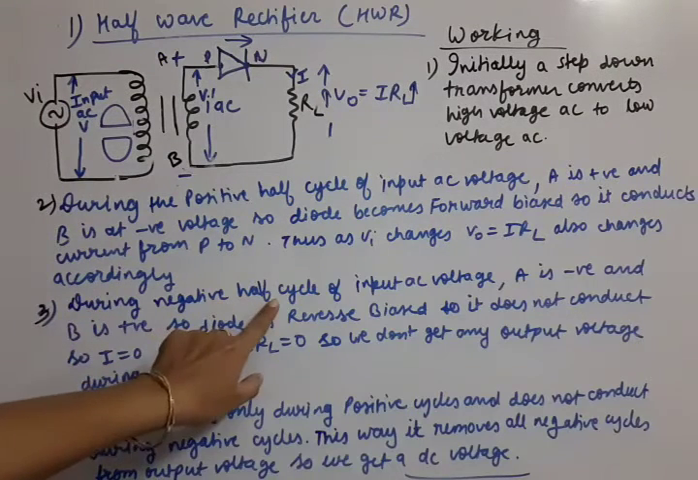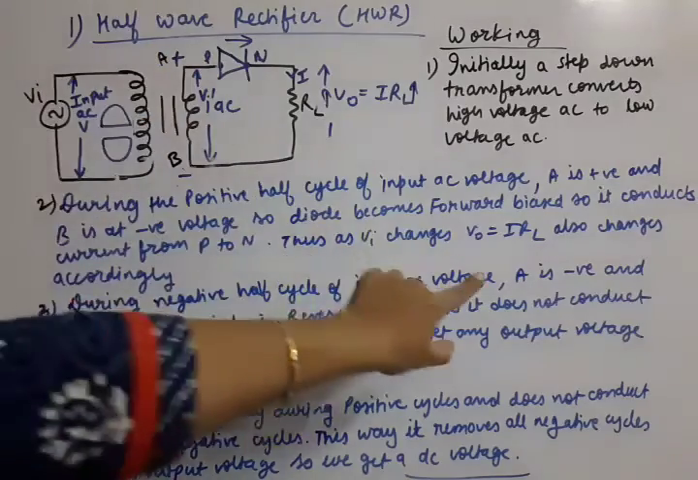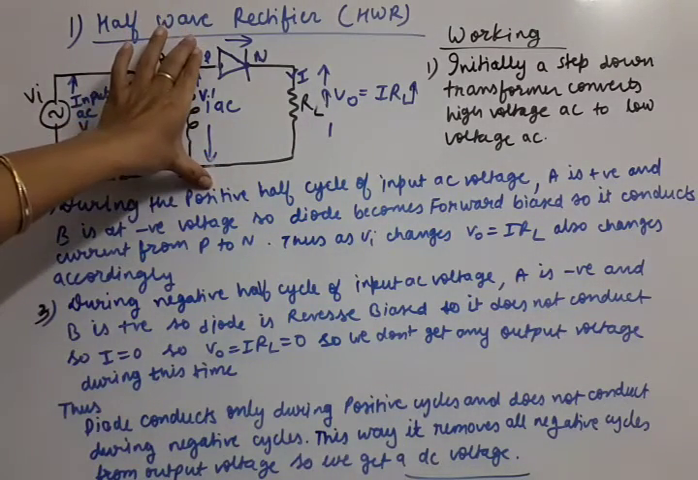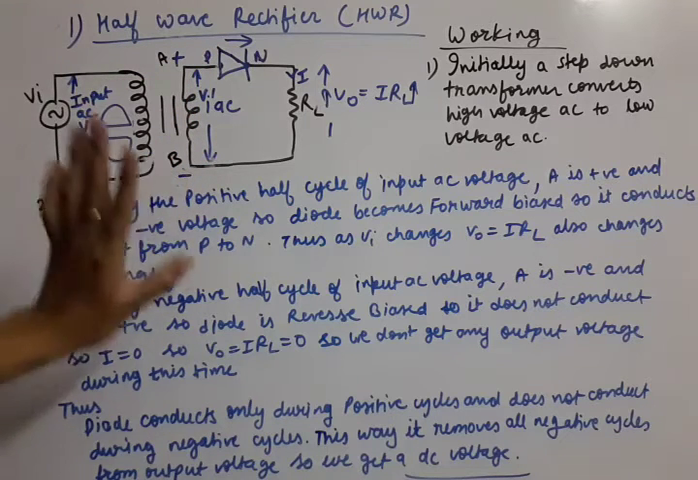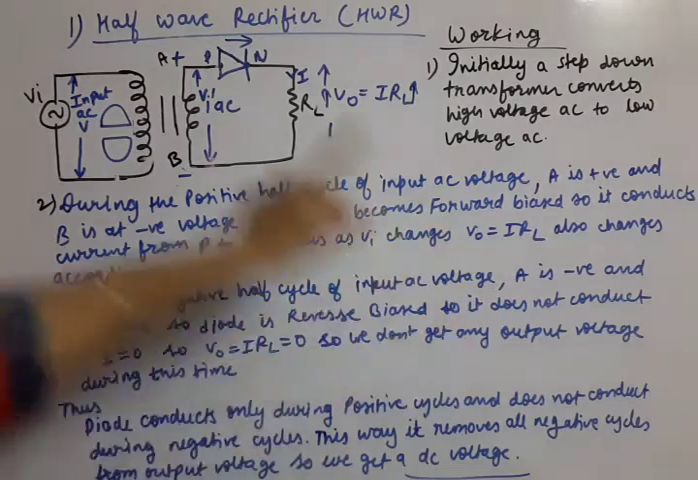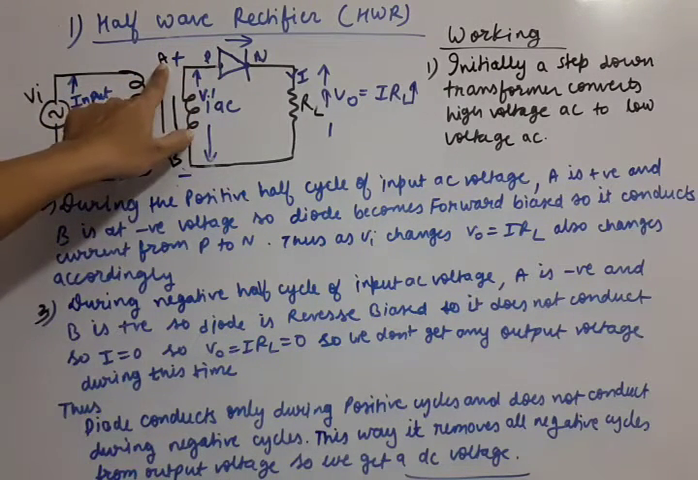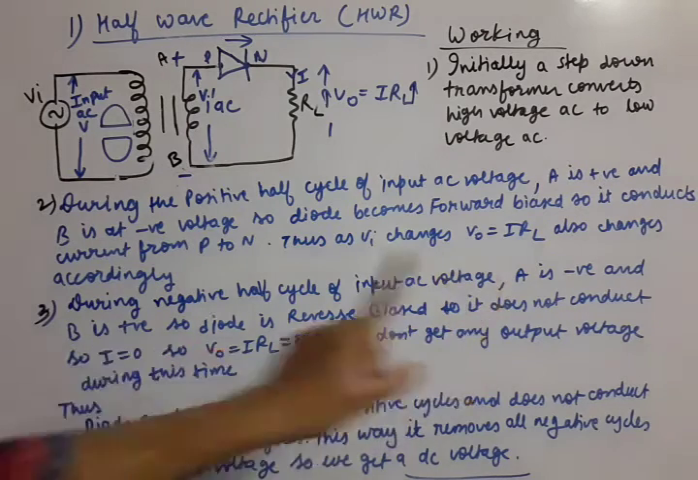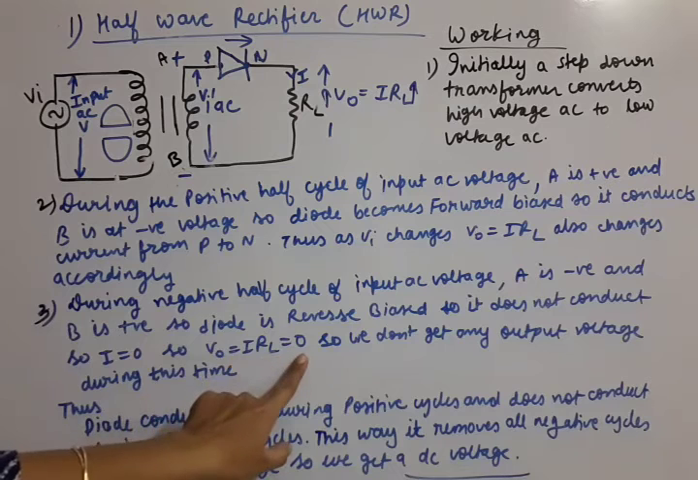During the negative half cycle of input AC voltage, you have to write A is negative and B is positive. Now don't show it again in the diagram. We can show only one case in the diagram. We have shown the positive half cycle. Now just understand that if A is negative, then P is connected with negative at that time. That means the diode is reverse biased and it does not conduct. So I is 0 and Vo equal to I RL is also 0.